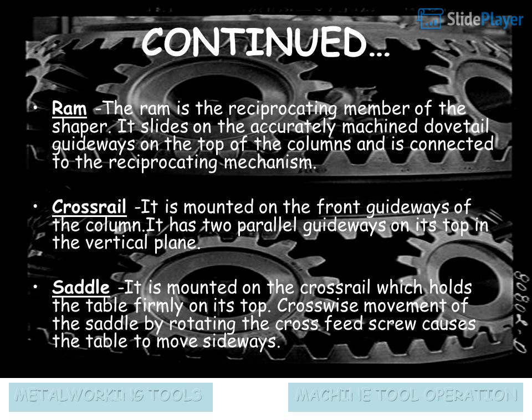It has two parallel guideways on its top in the vertical plane. Saddle. It is mounted on the crossrail and holds the table firmly on its top. Crosswise movement of the saddle by rotating the cross feed screw causes the table to move sideways.